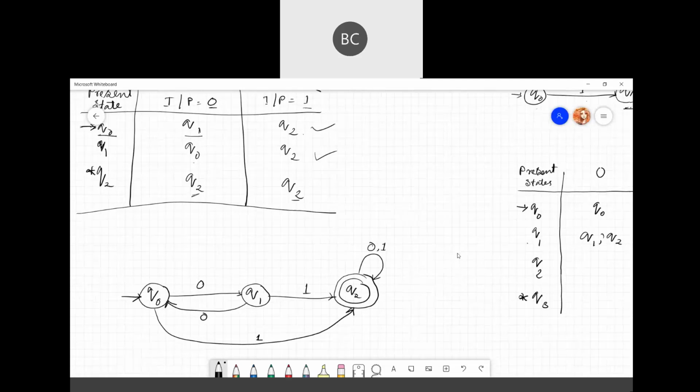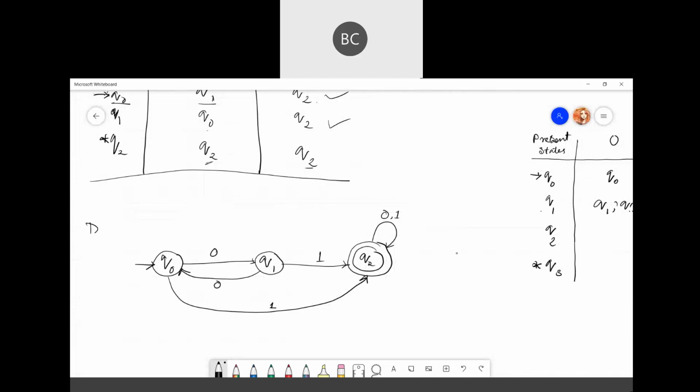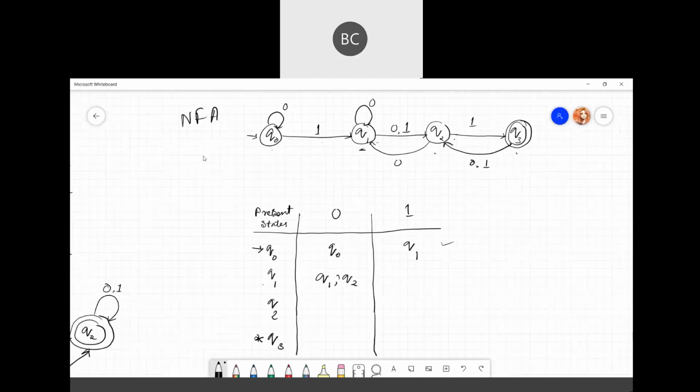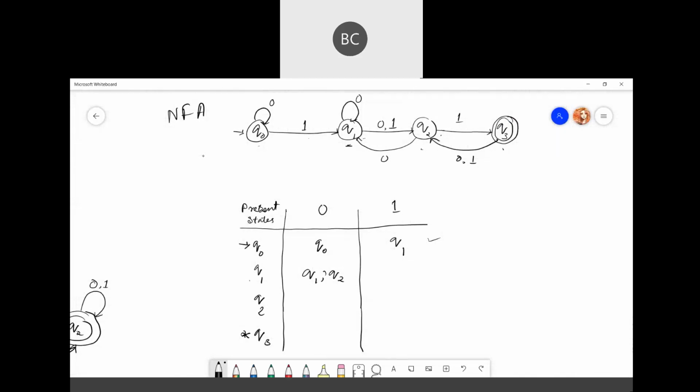So this one was the example of DFA, because for every input symbol, it just changed to one state. But here, for one input symbol, it can go to more than one state. 2, 3, 4, 12.